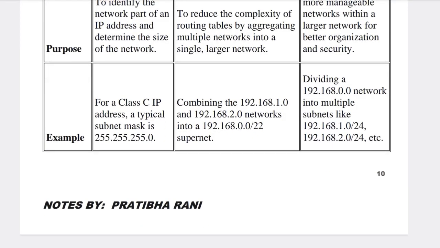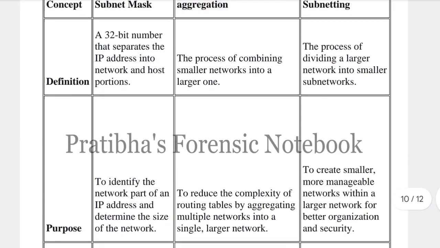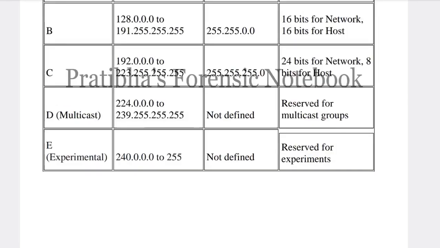So for a class C IP address, a typical subnet mask is this one. I have already written in this table also that if the IP address of class C is 192.0.2 and so on, the subnet mask will be 255.255.255.0. Okay, and here 24 bits are for network and another 8 bits for host, so it uses 32 bits in total.